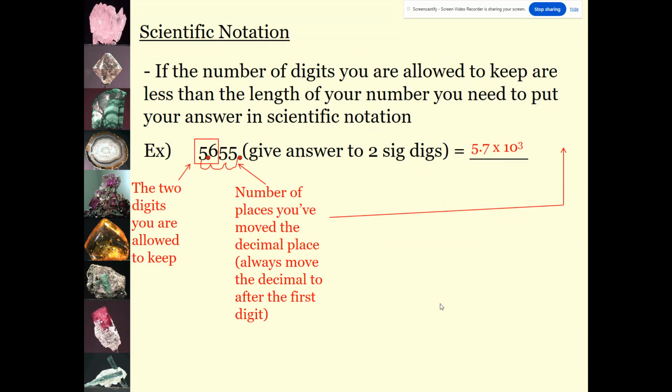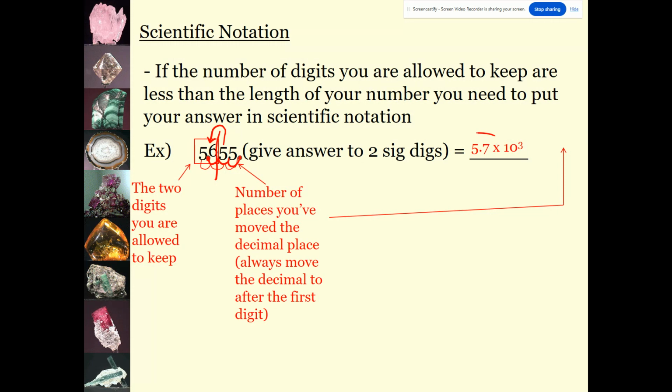Now, scientific notation. Let's say you get a number that's longer than the digits you're allowed to keep. So let's say you get an answer of 5,655 and you're only allowed 2 sig digs. What you're going to have to do is, the decimal is currently at the end of the number 5,655. You're going to move the decimal to after the first digit. My arrow and my lines here are a little bit off, but I'm moving it over 1, 2, 3 places. I keep the 5.6. I'm cutting off a 5, so it rounds the 6 up to 7.